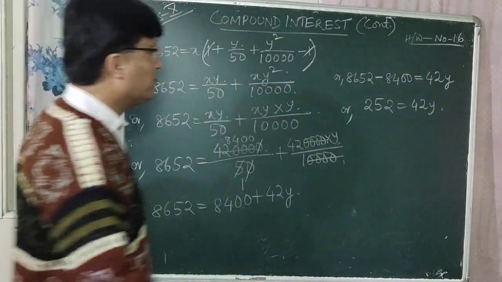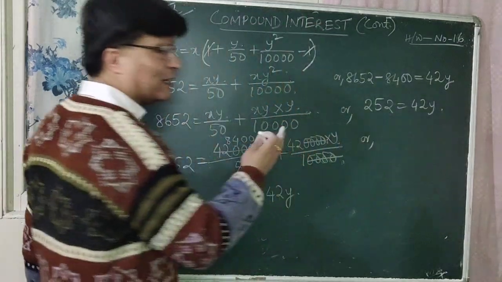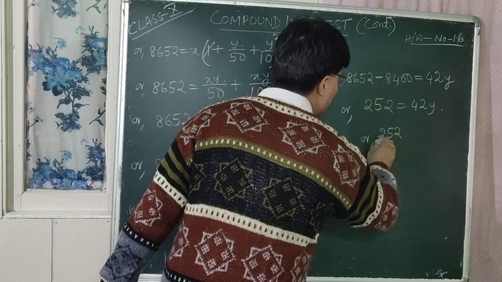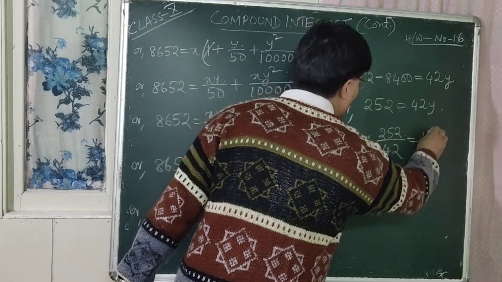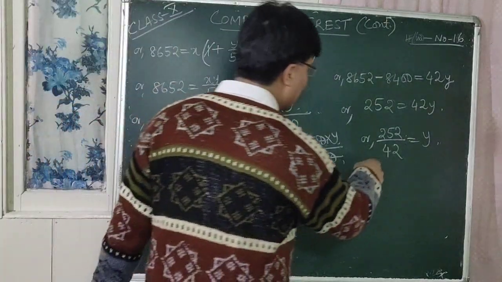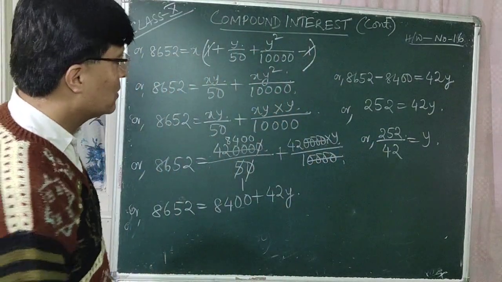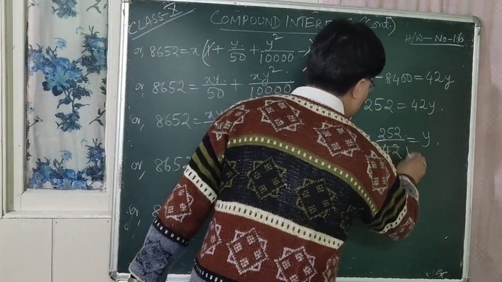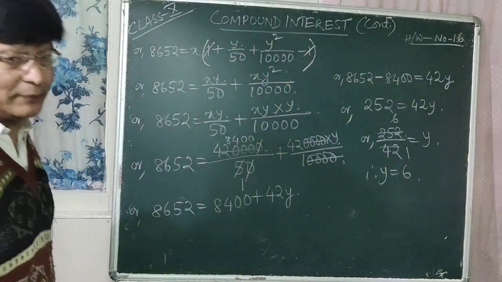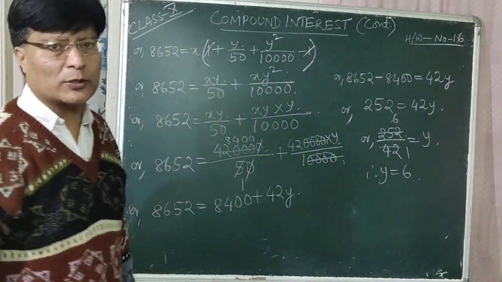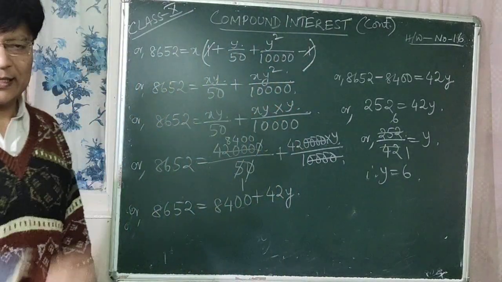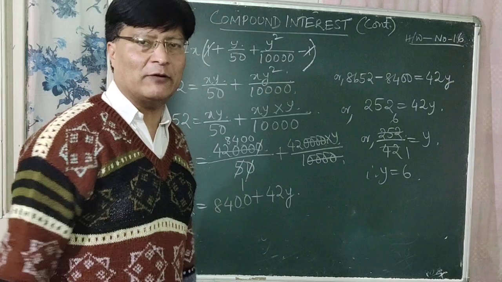So what is the value for y? Let us take that 42 to the left hand side. So it goes to the denominator. 252 divided by 42 is equal to y. 42 into how many times is 252? 6 times. So that means y is equal to 6. Okay. So we have got the value for y. What was y? Actually, it is rate of interest per annum. That is your 6%.